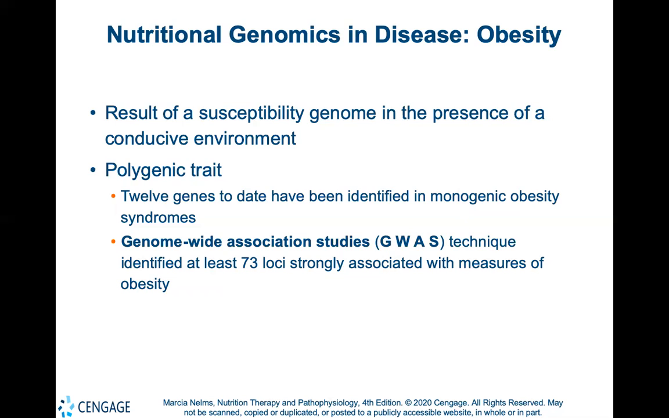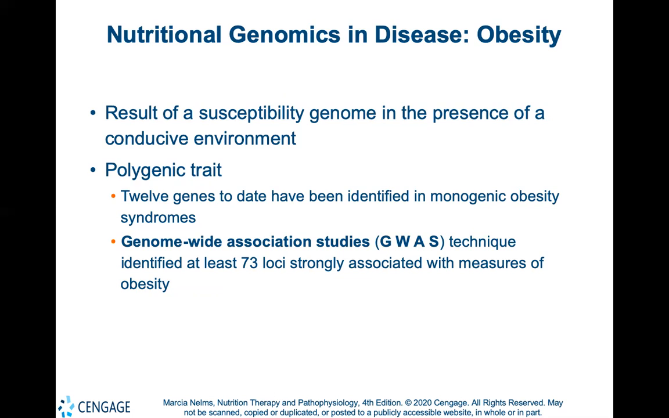Obesity has a clear link to genetics, demonstrated by numerous studies showing that obesity does persist in families even where food intake and physical activity patterns differ. However, the escalating obesity epidemic in recent decades supports the idea that while susceptibility to obesity is genetically and epigenetically determined, the development of obesity itself is a result of susceptible genomes in the presence of a conducive environment.